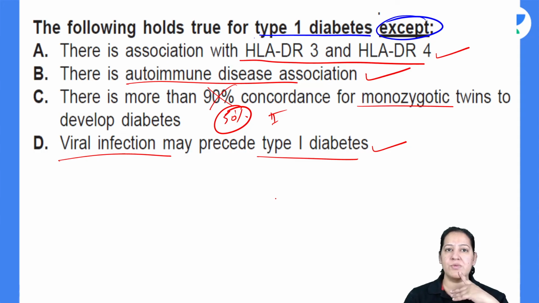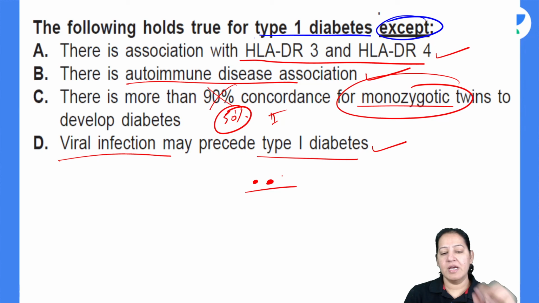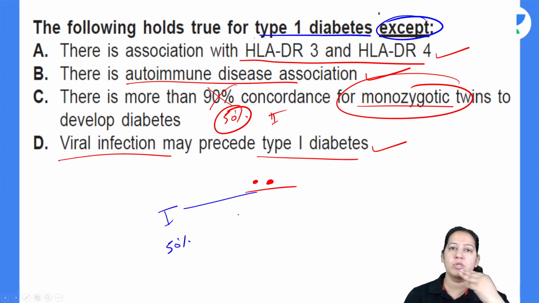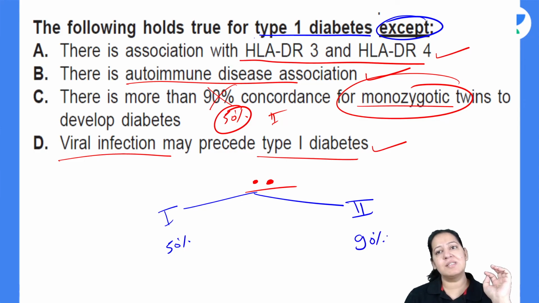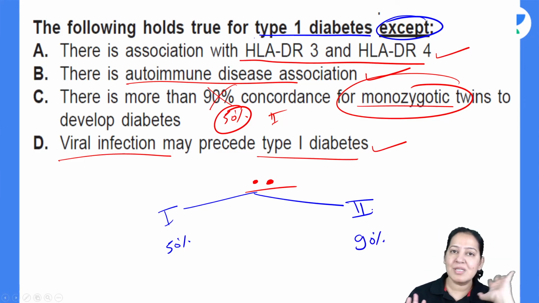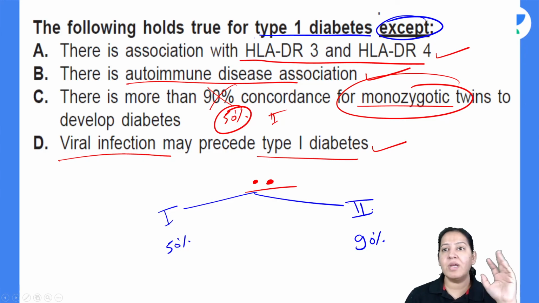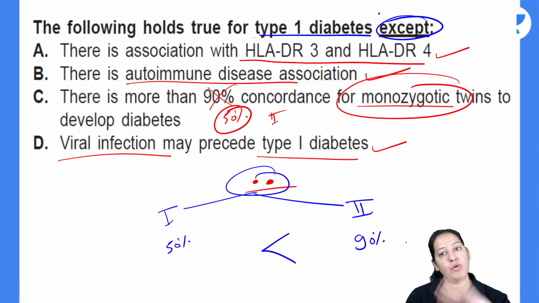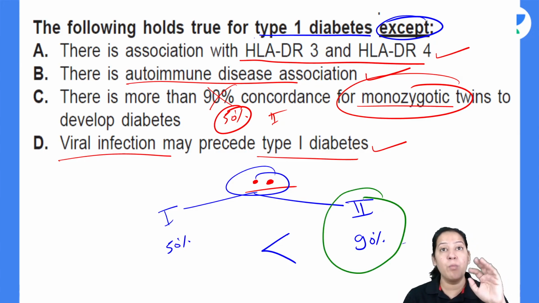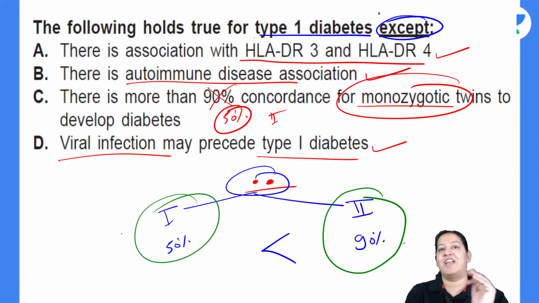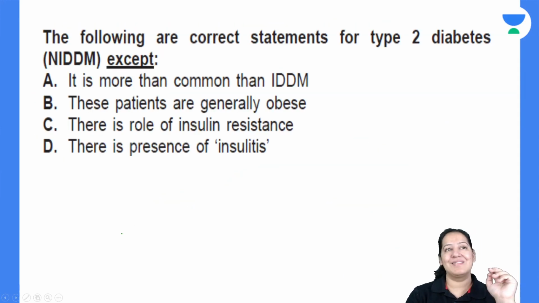Do you know what concordance rate is? Imagine twins, I'm talking about monozygotic twins. There are two situations. If one of the twins has type 1 diabetes, there is a 50% chance that the other twin also has type 1 diabetes. If one of the twins has type 2 diabetes, there is a 90% chance that the other twin also has type 2 diabetes. This is known as the concordance rate. Concordance rate in monozygotic twins is more in type 2 diabetes as compared to type 1. This proves that type 2 diabetes is more genetically associated. So that is the summary. The correct answer here is C.